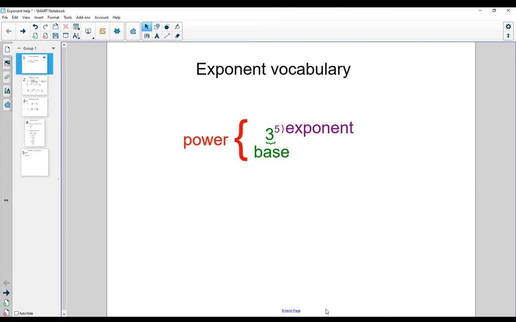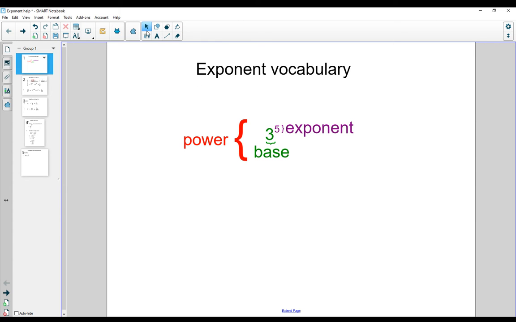Hi, this is Bronwyn, and today we're going to look at what we do when we have variables in our exponents. I just want to recap some exponent vocabulary to make sure that we're talking about the same thing. This whole number we call a power, with this part being the base and this part here being the exponent. So the big number is the base and the little number is the exponent.